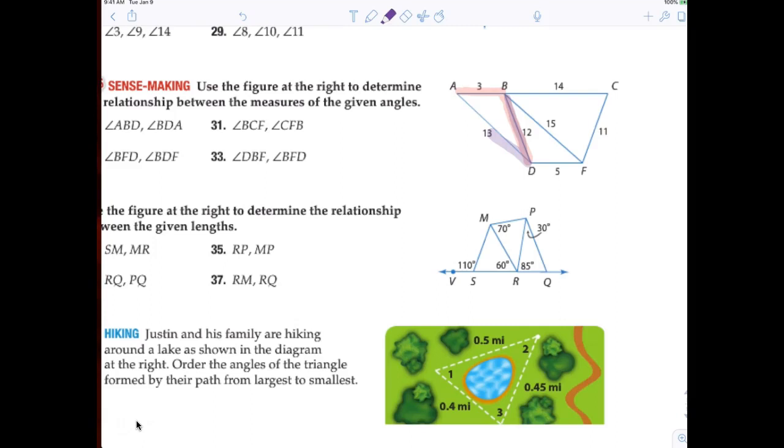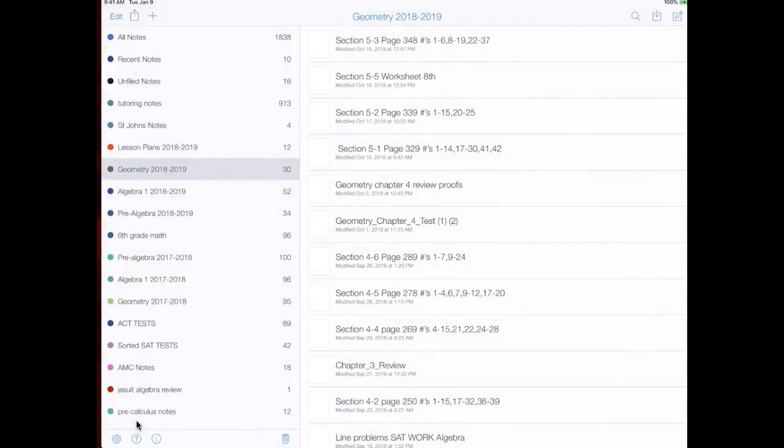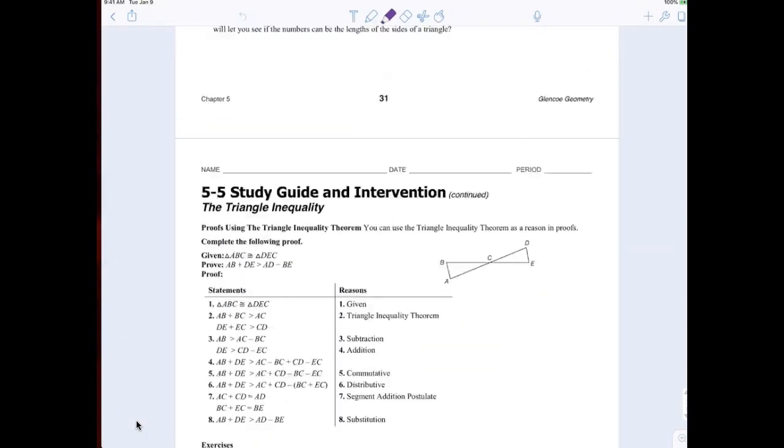Okay, now let's go ahead and flip over to the next lesson. Now, you'll be happy to know the reason why we're skipping 5.4 is indirect proofs. We don't really deal with indirect proofs. Some people are happy about that, but indirect proofs really aren't that hard. So today now we're on 5.5.